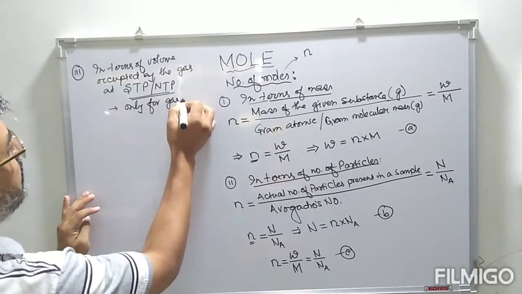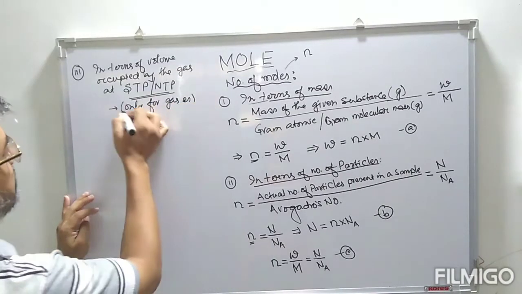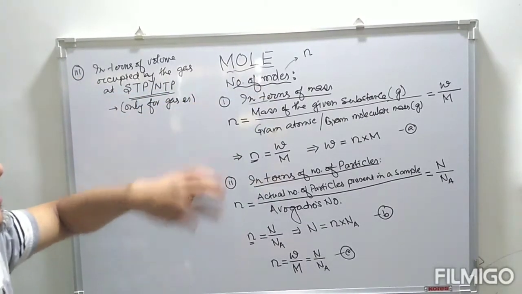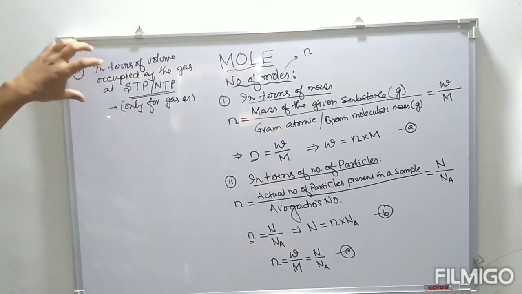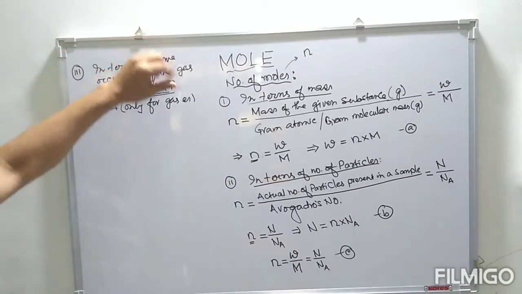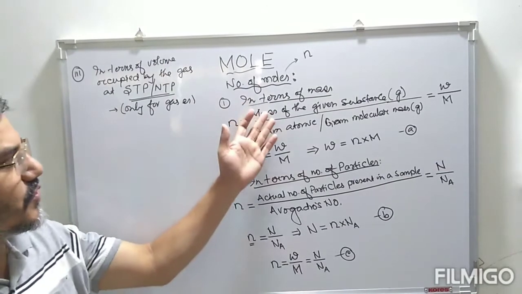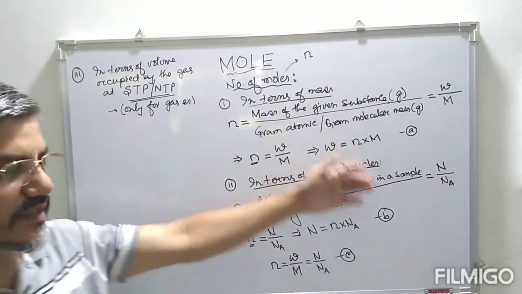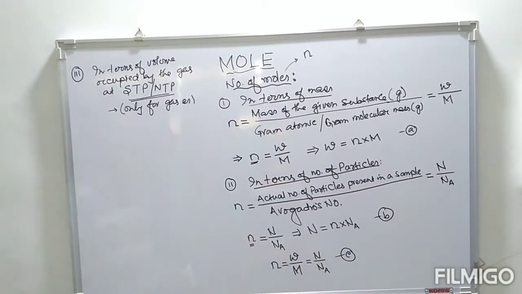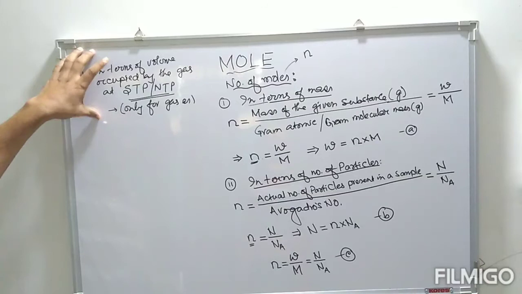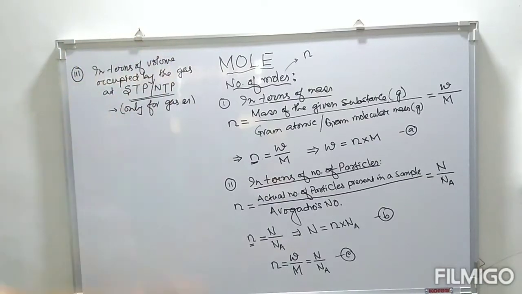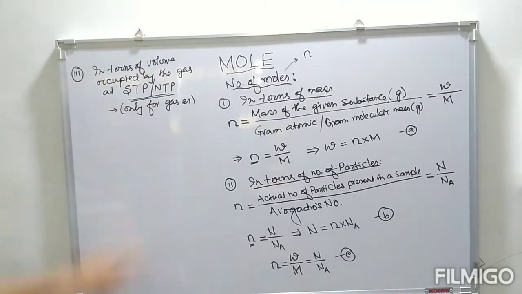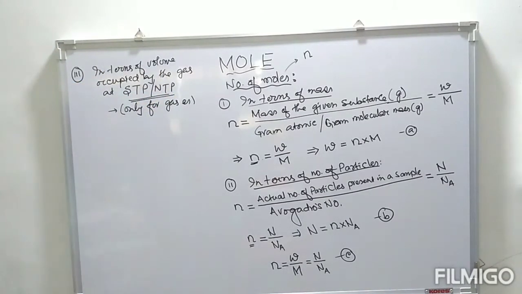Only for gases. This cannot be applied for solids and liquids, because this is specifically mentioned in terms of volume occupied by the gas, whereas the mole in terms of mass can be used for solid, liquid as well as gas. Mole in terms of particles can also be used for solid, liquid as well as gas, whereas moles defined in terms of volume is specific only for gases, and you have to keep in mind that it is the volume occupied by gas at this condition only.